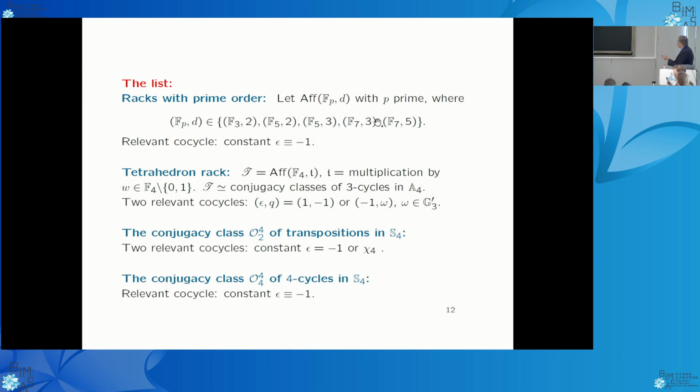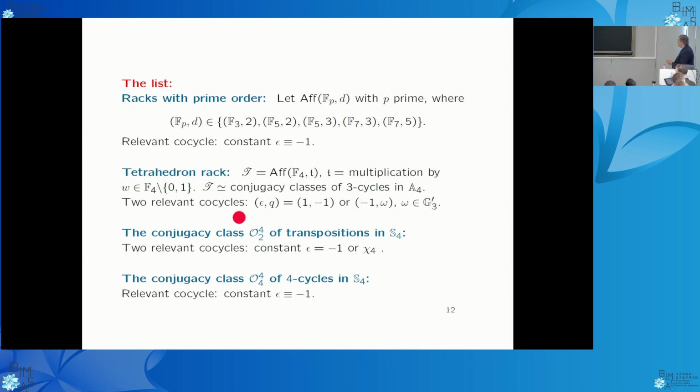And for all these 5 affine racks, if you take the cocycle constant equal to -1, then the Nichols algebra is finite dimensional. I will say more about this Nichols algebra later. The next example is somehow similar. You take F_4 instead of F_p, so this is the Klein group, and multiplication by T, where T is the element of F_4 which is neither 0 nor 1. This affine rack is the same as any of the 2 conjugacy classes of 3-cycles in A4.